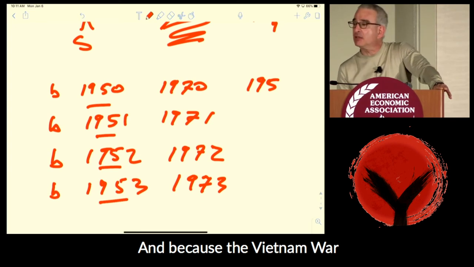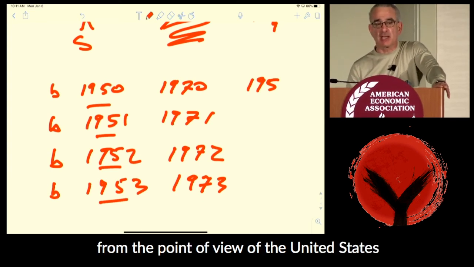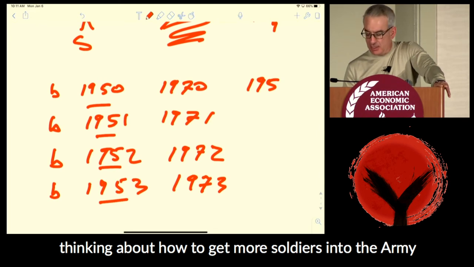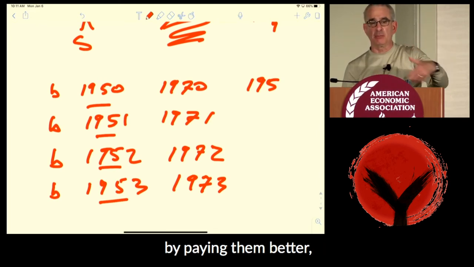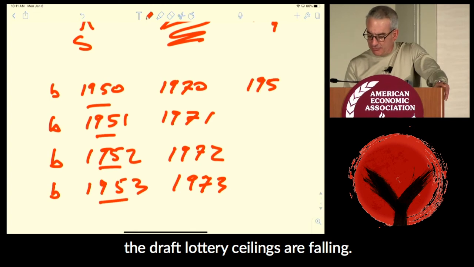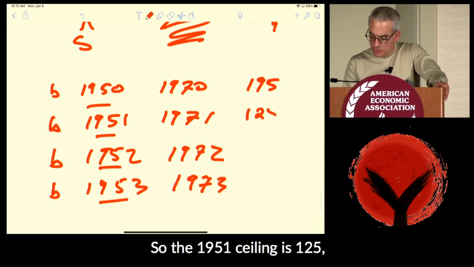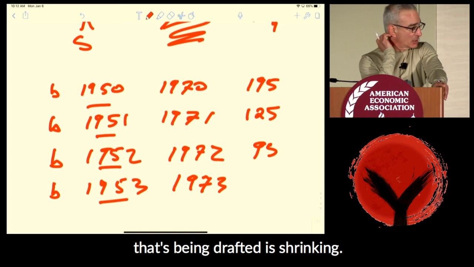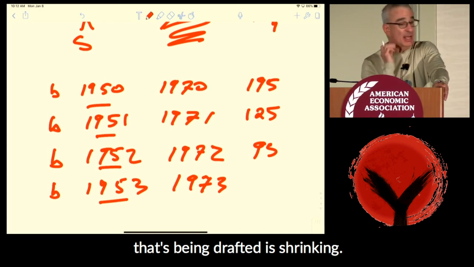And because the Vietnam War, from the point of view of the United States, is winding down, and we're moving to thinking about how to get more soldiers into the Army by paying them better, the draft lottery ceilings are falling. So the 1951 ceiling is 125, the 1952 ceiling is 95, and so the proportion of these cohorts that's being drafted is shrinking.